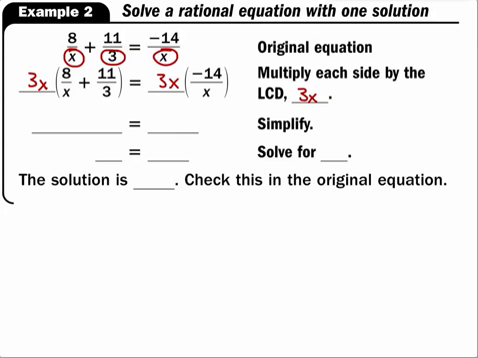We have to be a little bit careful here. Look on the left. When the 3x multiplies into the 8 over x term, then the x's cancel, and you end up with just 24, because 3 times 8. The x's have canceled. When the 3x multiplies into the second term on the left, into the 11 over 3, in this case, the 3's cancel, and you just have the x times 11, or 11x.